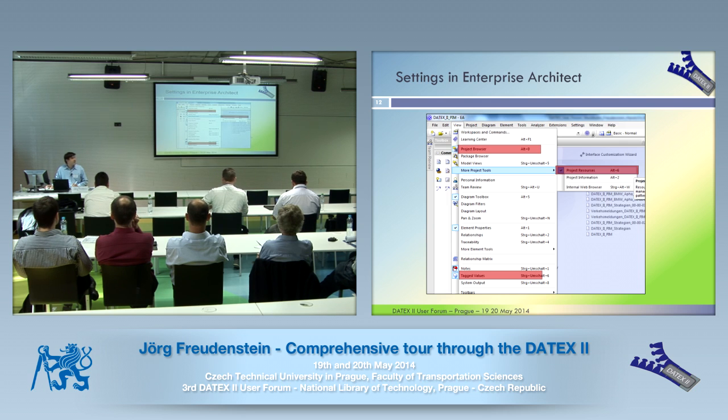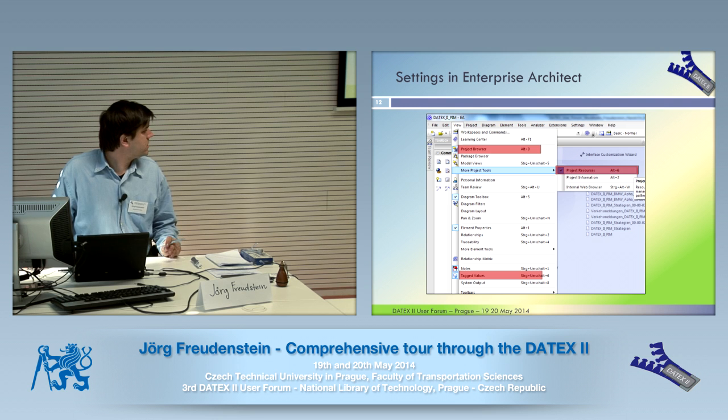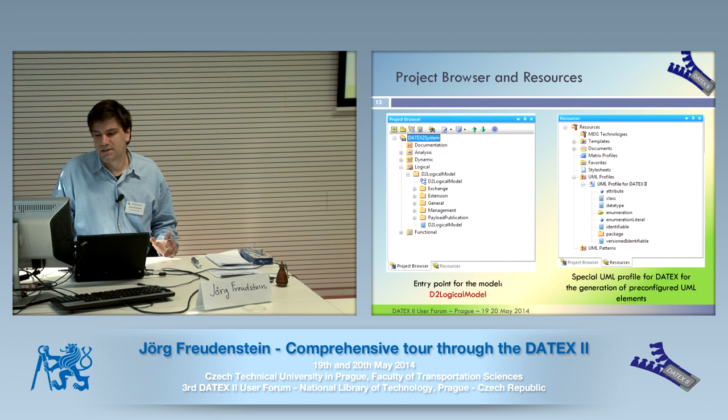Of course, I will work with Enterprise Architect mostly to show you the things, and this is a view on the Enterprise Architect. You have to set some views in this Enterprise Architect tool to have the best performance on working with the model. This is the project browser which we need. We will need the project resources, and we will need a window of tagged values. These are the three things which you need when working with Enterprise Architect.